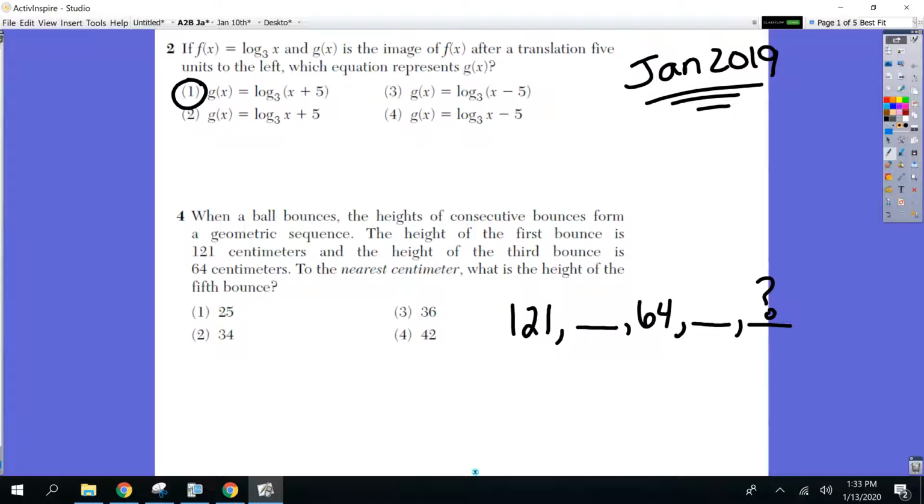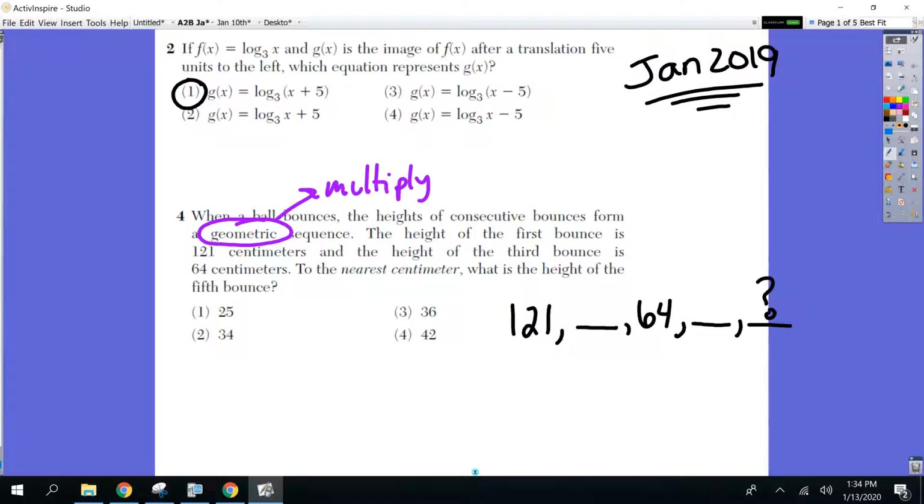What type of sequence is this? Okay, that's huge. What do you do with the terms in geometric? Multiply. Yes, we're going to multiply. So what do I multiply 121 by to get to the next one, to get to 64 all the way to the fifth? So this problem comes down to, what are you multiplying by? All right, what am I multiplying by?